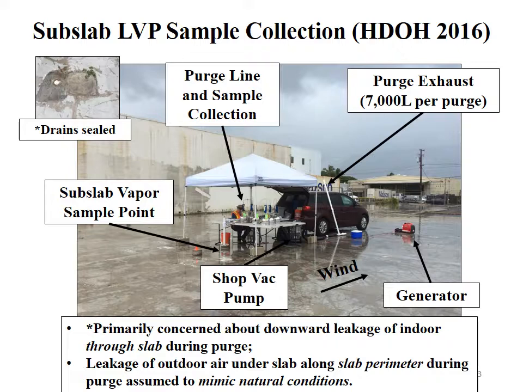But we're not that concerned about leakage of outdoor air into the slab along the slab perimeter during the purge, because this is assumed to mimic natural conditions. So all the air under a slab was originally outdoor air that gets pulled up under the slab as vapors enter the building. So the leakage along the slab perimeter isn't that big of a concern using this approach. You're just mimicking what would happen in nature anyway.